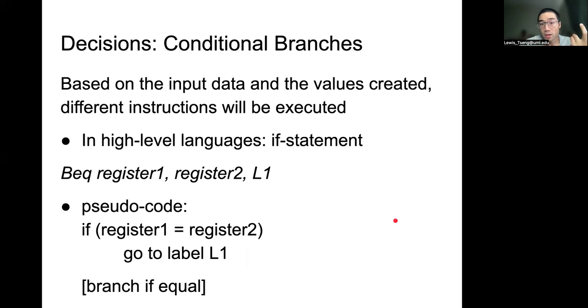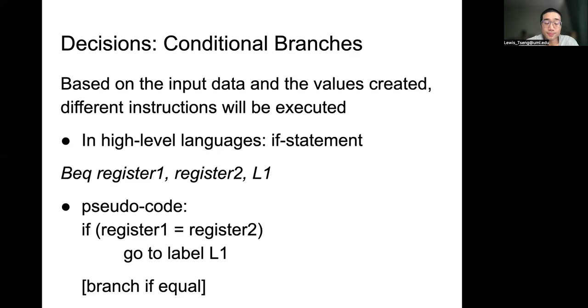The other type of operation that we want to do is to make decisions, or more precisely, we want to do conditional branches. When writing a program, it's very useful if we can decide which instruction to execute based on the input data and based on the value created by previous computation. A concrete example in a high-level language is the if statement, okay?